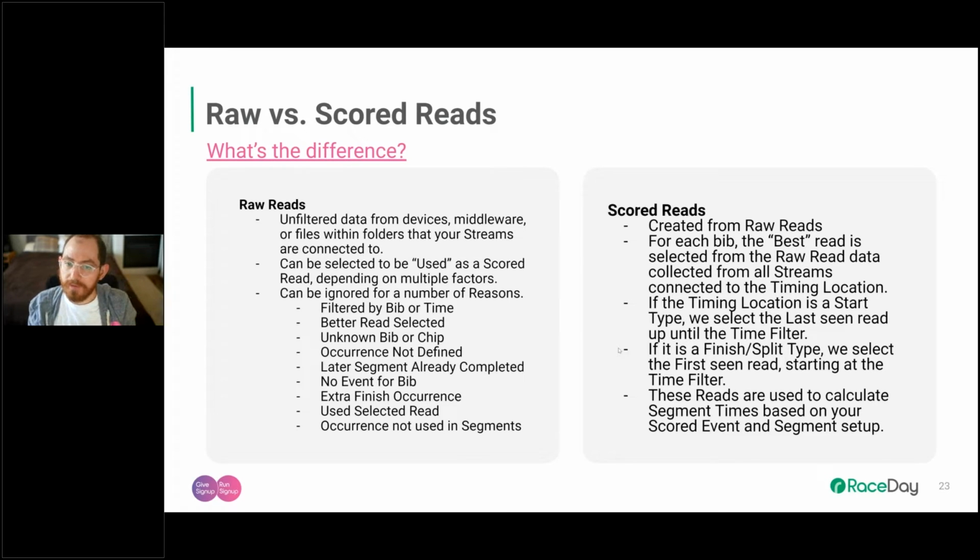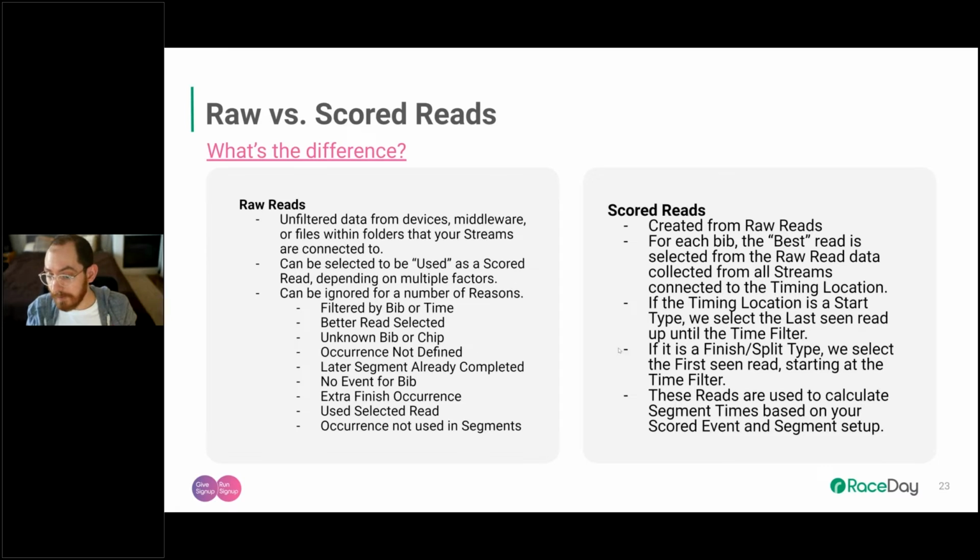So for each bib, that best read is selected from the raw read data, collected from all streams, connected to that timing location. The timing location is the start. Again, we pick the last one seen up until the time filter cuts it off. If it's a finish or a split, we select the first one seen starting at that time filter. These reads are used to calculate your segment times based on your scored event and segment setup.